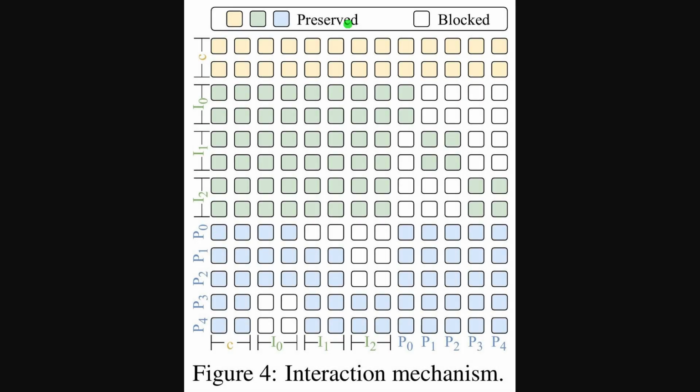Building on the architecture, this figure illustrates the interaction mechanism that governs which tokens may attend to which others. We are looking at a grid where colored squares indicate preserved attention and empty squares indicate blocked attention, so only causal links remain. You can see the blue band for motion tokens and the green band for video tokens, with text tokens in yellow along the top. The pattern encodes forward and inverse dynamics. Video at time I attends to prior actions, while motion at time I attends to current and next observations.